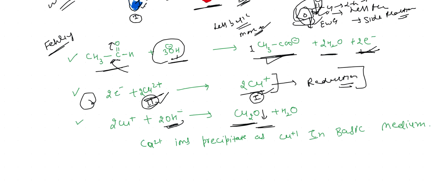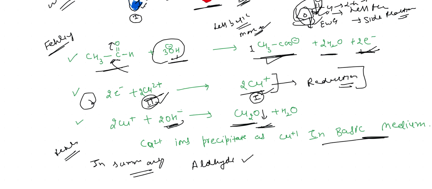The formation of precipitates is possible only in the case of basic medium. So Fehling solution is highly basic in nature. This is a major difference between Tollens reagent and Fehling solution. So in summary, we can conclude that aldehydes give both the Tollens reagent test and the Fehling solution test. But ketones do not give.